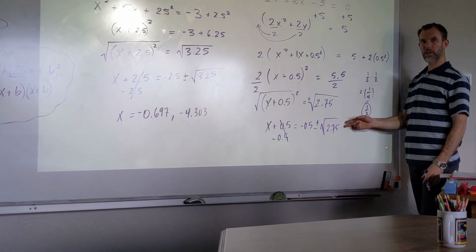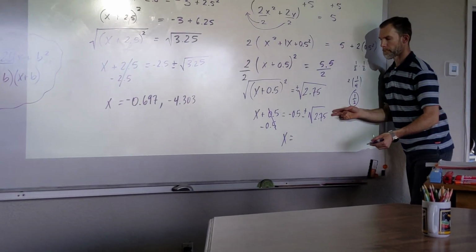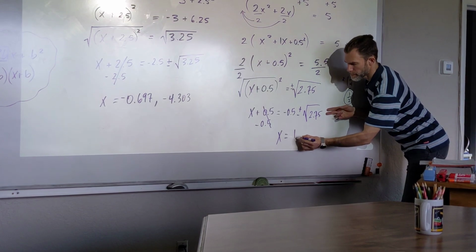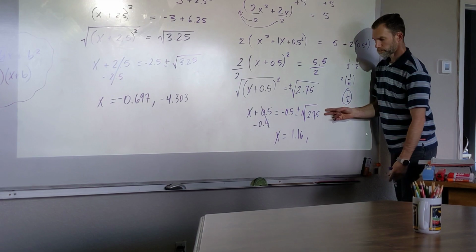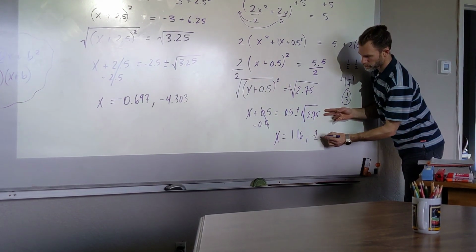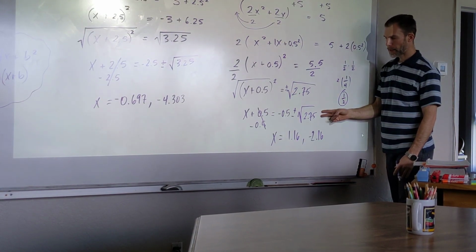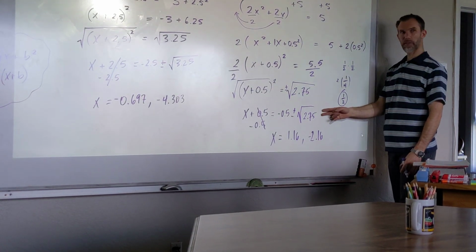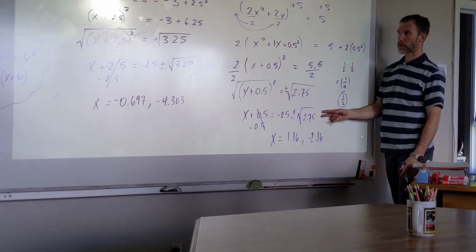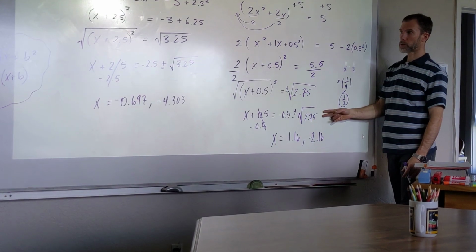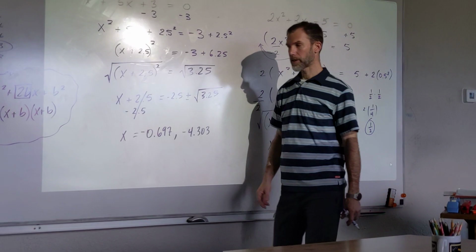So someone do calculator work here for me. x equals 1.16. And the negative one? Negative 2.16. Okay. So those are our two values for x. Do I have confirmation? Anyone else getting those numbers? I think that is a yes.